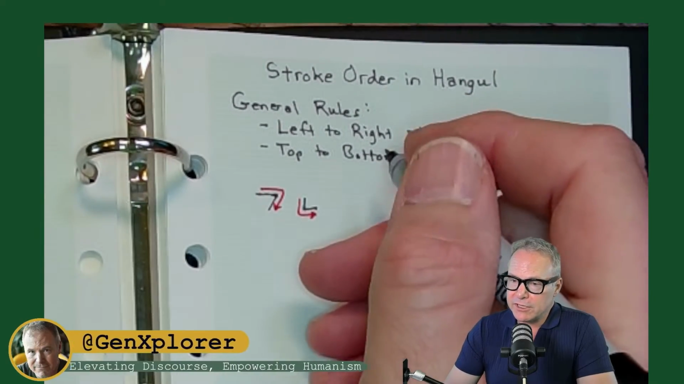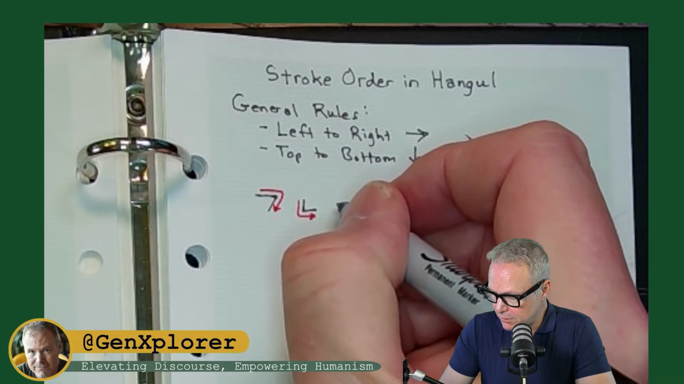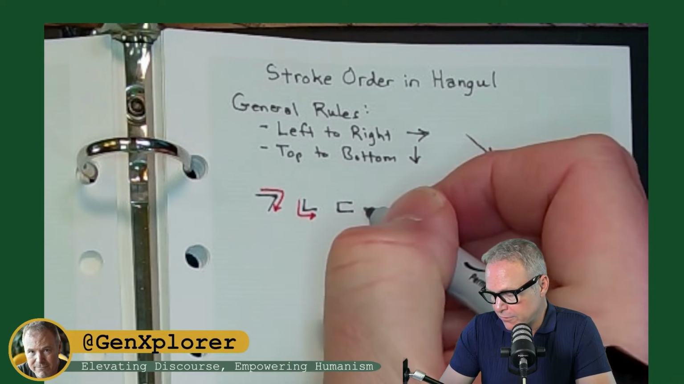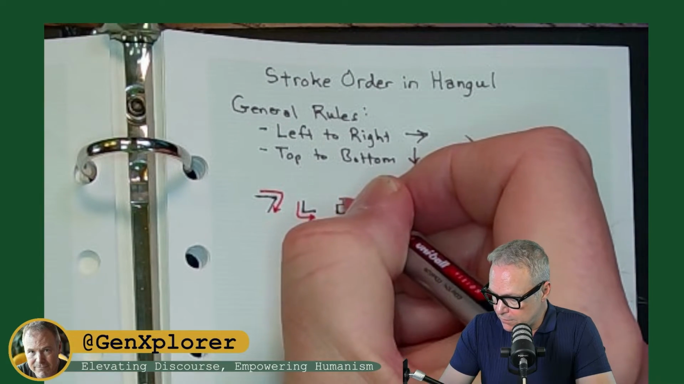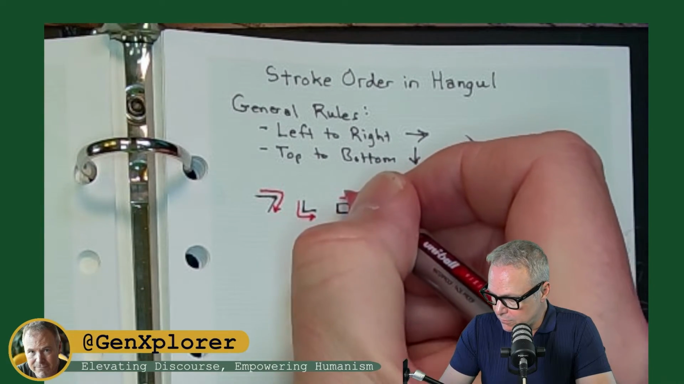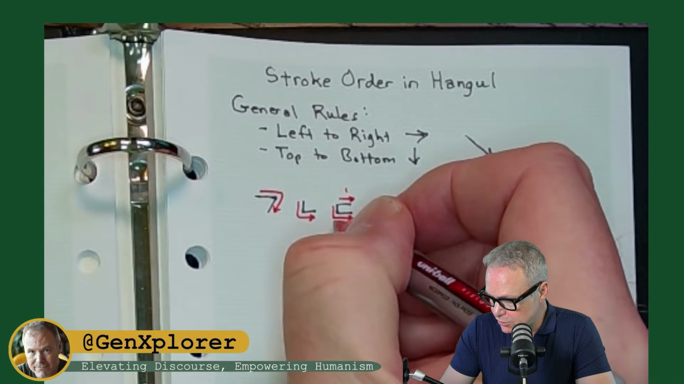When we do the digat, two strokes. One, coming back to the starting point, down and over. Two strokes. One, two.